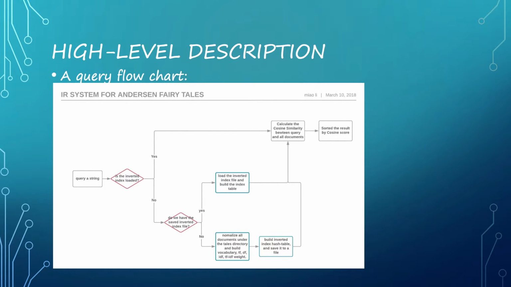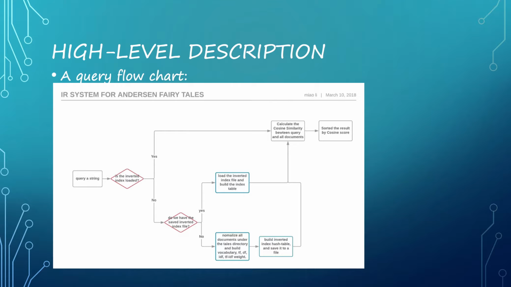High-level description. There's a query flowchart. We query a string. First we ask, is the inverted index loaded? If yes, we calculate the cosine similarity between the query and all documents and give the sorted result. If no, we ask, do we have the saved inverted index file? If yes, we load the file and do the same calculation.